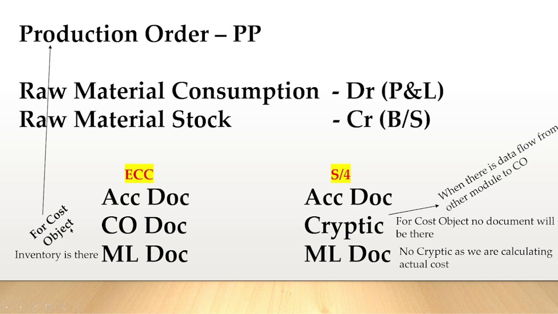First, we will create a cost object, that is the production order from PP. Against that production order, we will issue raw materials. So what is the accounting entry here? Raw material consumption account will be debited. This is P&L category. Raw material stock account will be credited. This is balance sheet category.